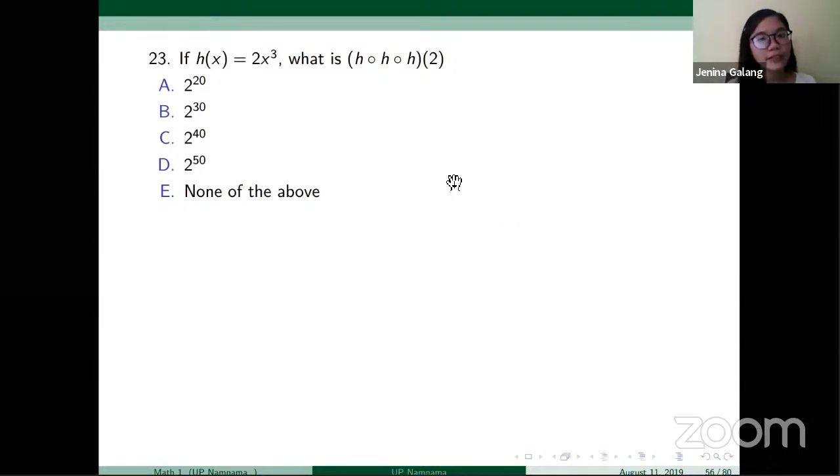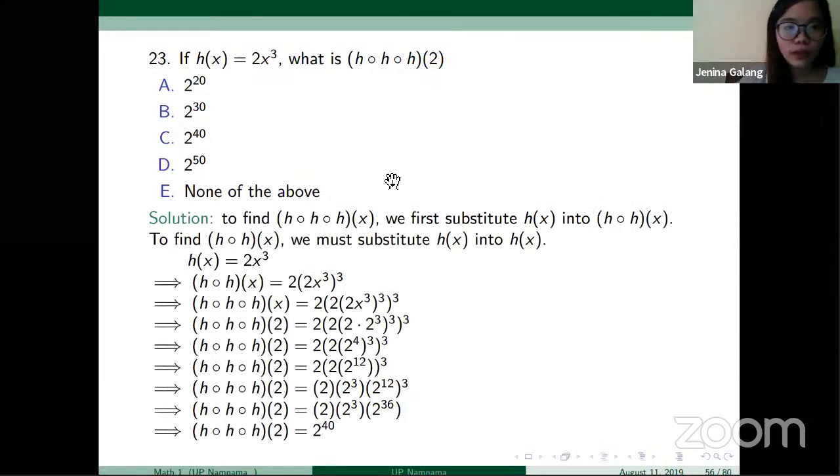Next, if h of x equals 2x cubed, what is h of h of h of 2? So isa-isahin lang muna natin to. We have h of x. So substitute natin yung 2x cubed doon sa value nung sarili niya. So we have doon sa function na h of x, 2 times 2x cubed raised to 3. So we have this.